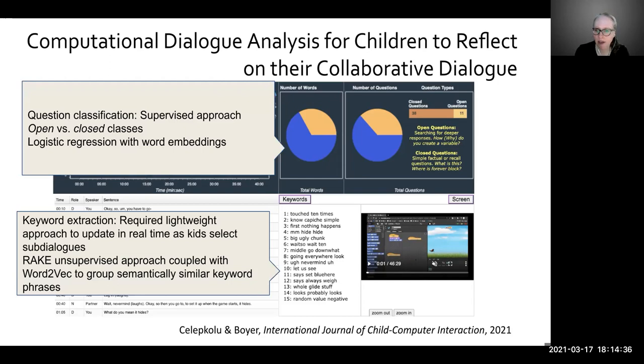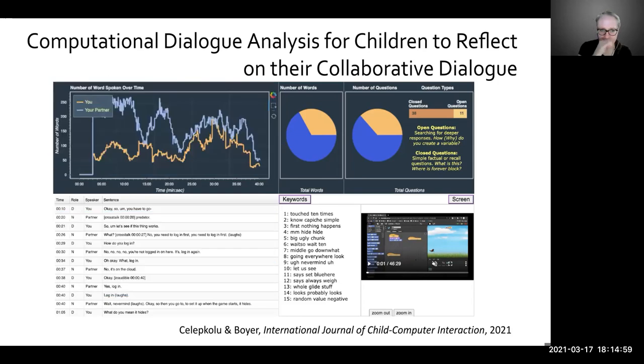And to do that, Mehmet used logistic regression with word embeddings. He tried many different approaches, including deep learning and various other machine learning approaches, and logistic regression did the best. We actually love logistic regression. It does the best for a lot of things. And then the kids also, over some iterative prototyping, wanted to see the keywords that they were talking about, not just the word count. Here on the bottom left, you'll see that the kids can see an actual excerpt from their collaboration, and they can interactively move around the entire dialogue if they want to.